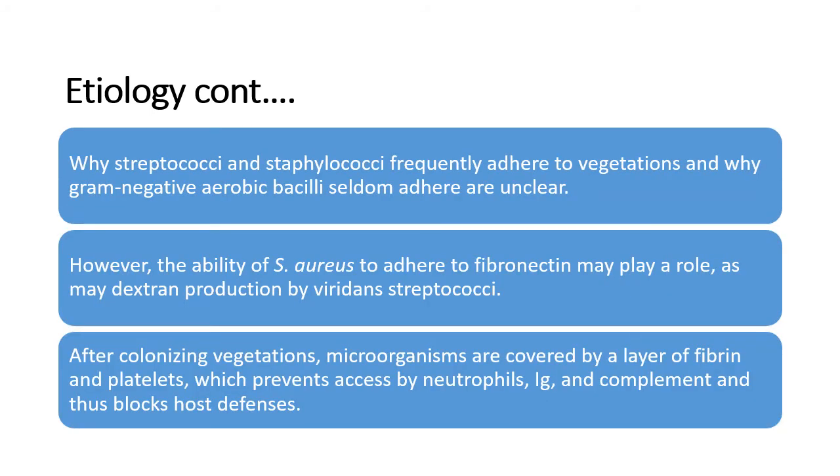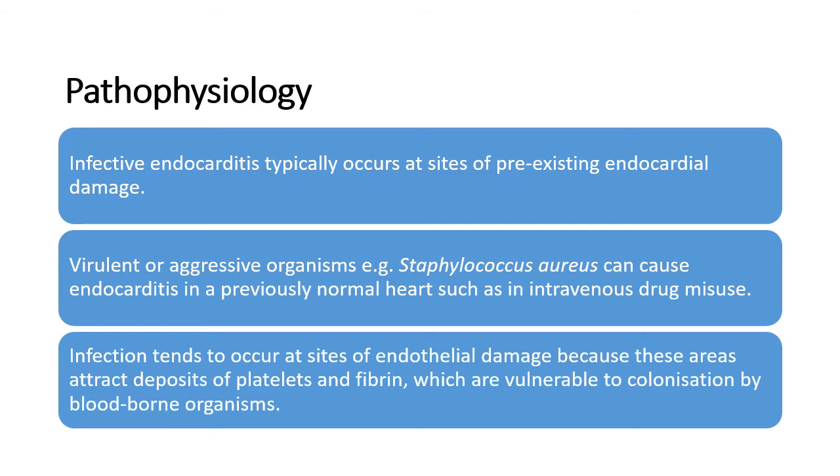As we have seen, Staphylococcus and Strep are the most common, though there must be a reason behind it. The reason is that they have the ability to adhere to vegetation as compared to gram-negative aerobes. So that is the reason why gram-positive Strep and Staph are the most common cause of infective endocarditis, having the ability to adhere to vegetation as compared to gram-negative.